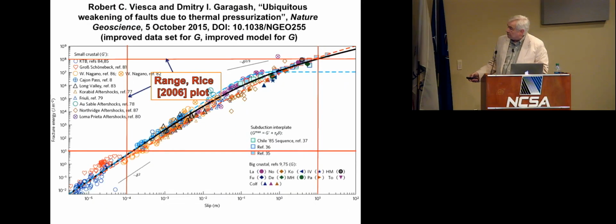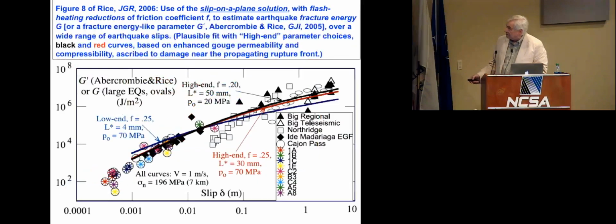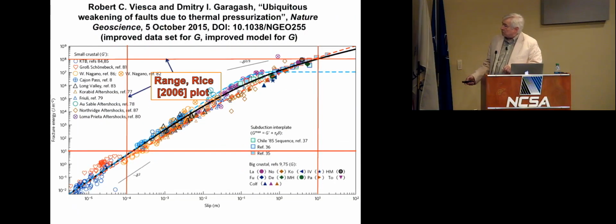Up to sometime in mid-September I was quite happy with. Then it turned out a former student of mine, Rob Viesca, and a former sabbatical visitor, Dmitry Garagash, published this paper in Nature Geoscience. So they had looked at this whole thing again. They had improved calculations that I did. I'll show you a little bit of what they did different.